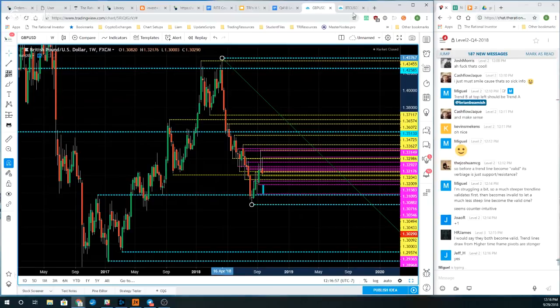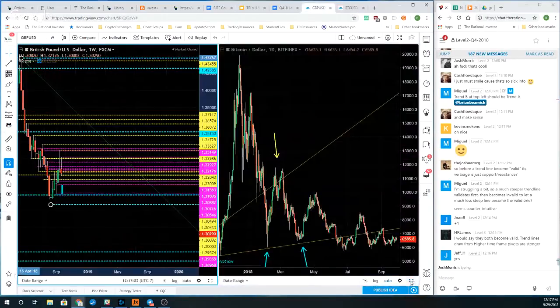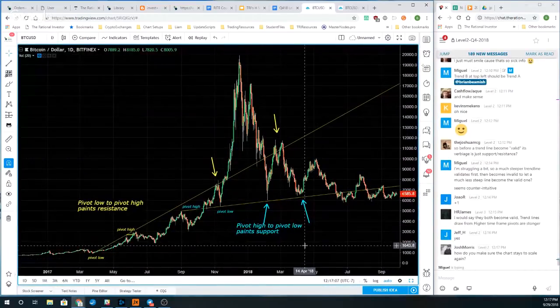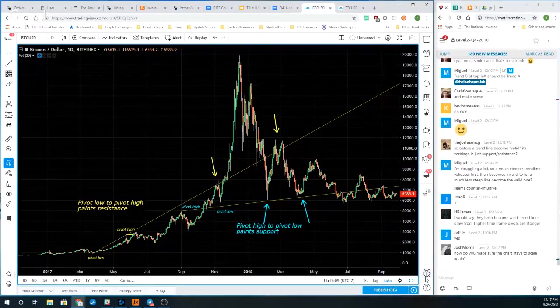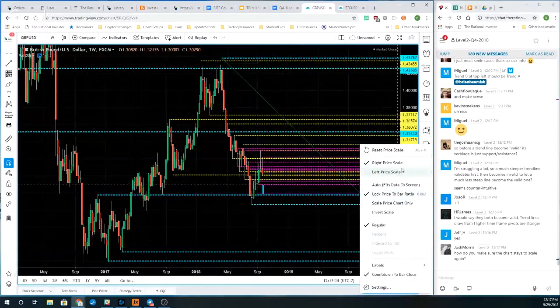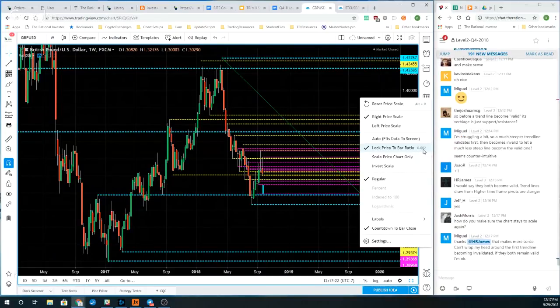Okay, let's head on over to the Bitcoin chart. Same sort of thing. Actually, I don't want to do that one because it's a mess. Let's go over here. The way that it was, you'll notice that in the menu here, when I left click on the price pane itself, it says lock price to bar ratio. And it says 0.002.